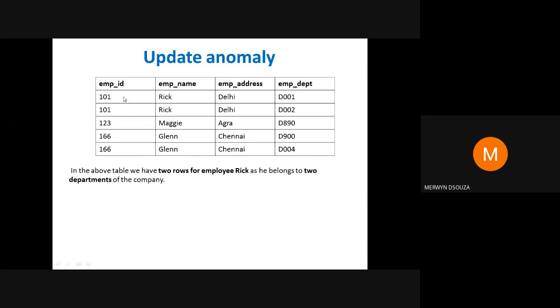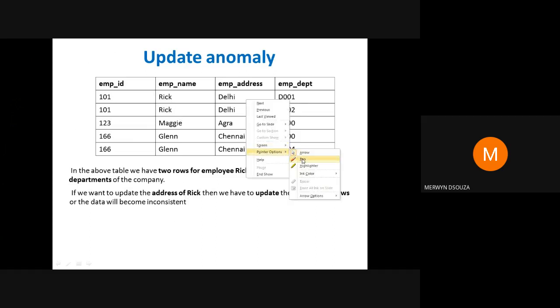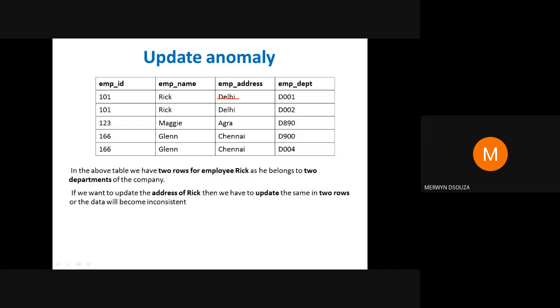As you can see in the above table, we have two rows for the employee Rick, as he belongs to two departments, D001 and D002. Since it's the same person, he has the same employee ID 101 and the same address, Delhi. Suppose we wanted to update the address of Rick, then we need to update the address in both these tuples. So suppose the new address is, say, X.